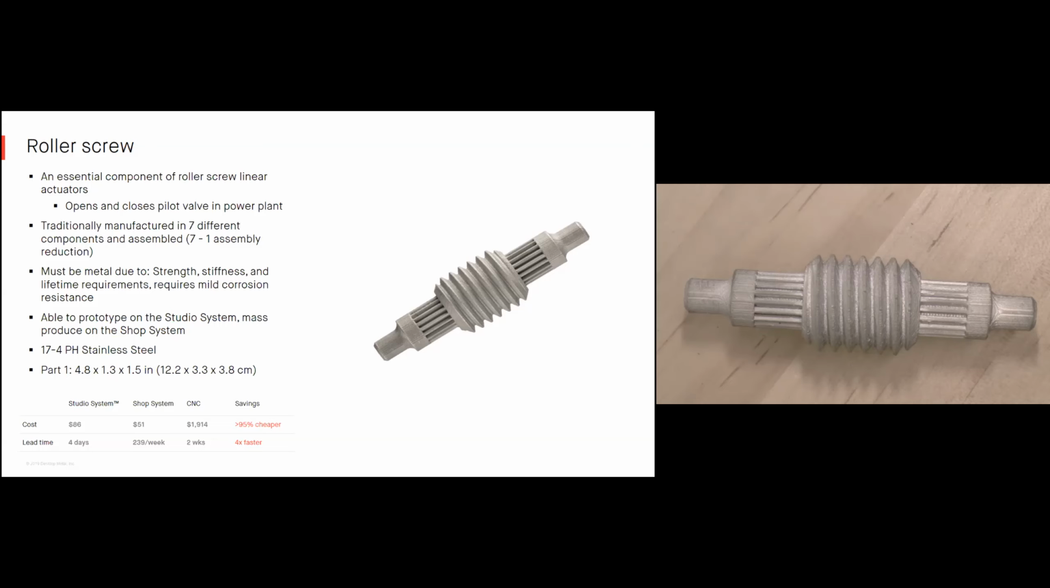So for example, on the studio system, this part can be printed for about $86, takes about 4 days. On the shop system, we can move down to just $51 per part, and you can do about 239 of them per week. So you can see that, with binder jetting, we're really moving up the production volume. Compared to the CNC costs, about $1,900 for this part. So huge cost savings. It's going to take about 2 weeks. So we're getting over 4 times faster with the printing process here.